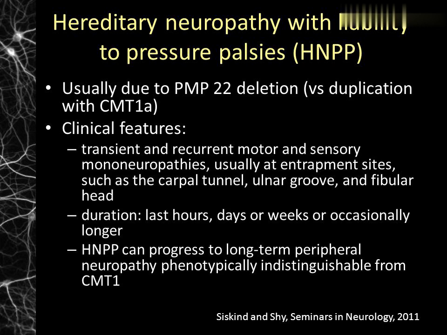Hereditary neuropathy with liability to pressure palsies, HNPP. Usually due to PMP22 deletion, versus duplication with CMT1A. Clinical features: transient and recurrent motor and sensory mononeuropathies, usually at entrapment sites such as the carpal tunnel, ulnar groove, and fibular head. Duration lasts hours, days, or weeks, or occasionally longer. HNPP can progress to a long-term peripheral neuropathy phenotypically indistinguishable from CMT1. Siskind and Shy, Seminars in Neurology, 2011.